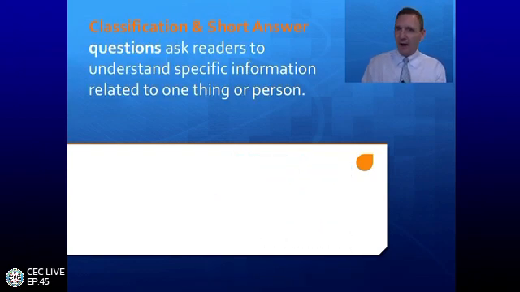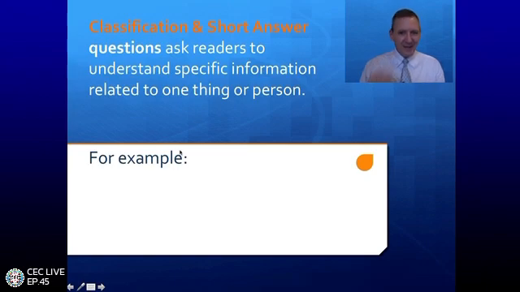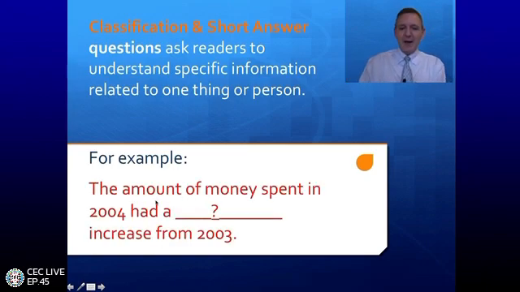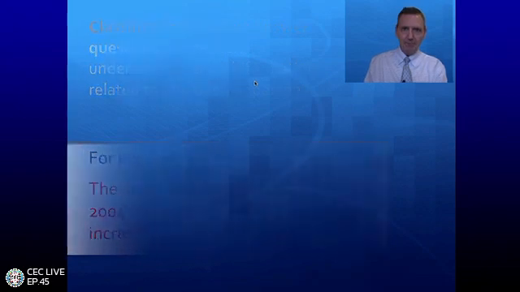One of the things IELTS will ask you to do is to understand classification or short answer questions. And what this is basically, they want you to identify specific information in the reading text. Specific information is the key. Think about that. Here's an example. Example question: The amount of money spent in 2004, identifying, had a blah, blah, blah increase from 2003. What do you think you're looking for?